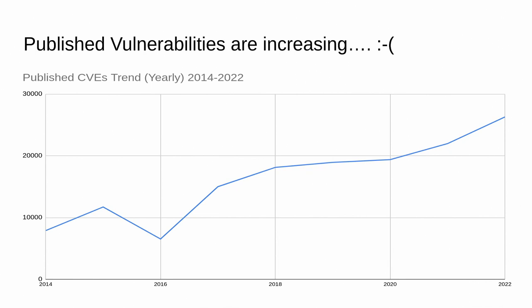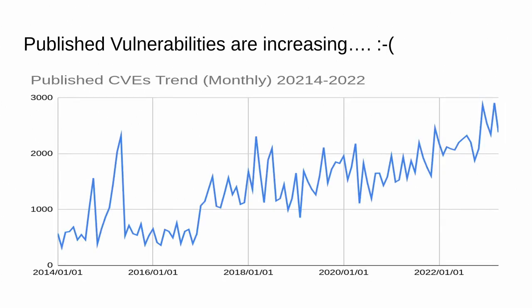I want to say that vulnerabilities keep growing every month and every year. This is by year, and all vulnerabilities are included, I mean hardware, routers, storage, anything. It's increasing. And here's the monthly trend. Even monthly, it's growing, right?